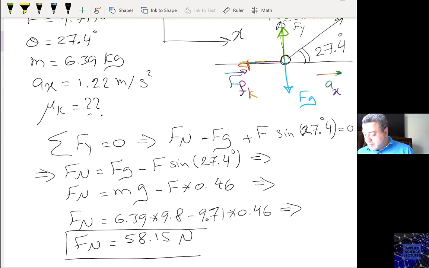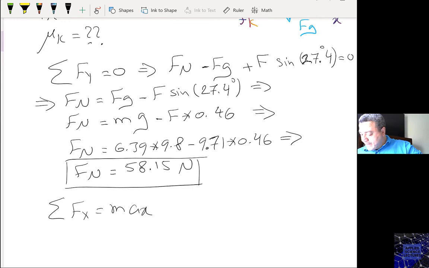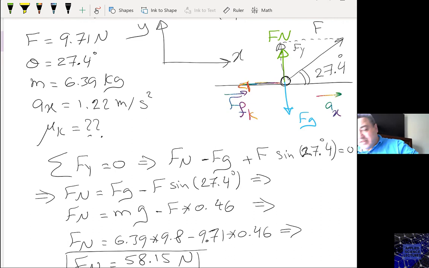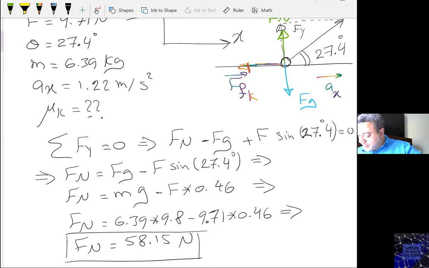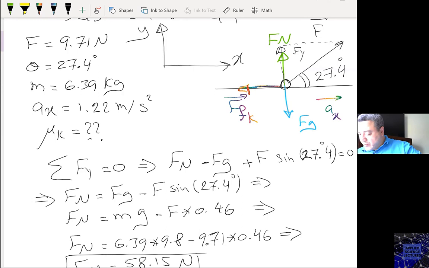This is Fn. Now let's look at the second equation that we have. We have sigma Fx equals m ax. So what are the forces that we have along the x-axis? Fg doesn't have a component on the x. Fn doesn't have a component on the x. Only the kinetic friction and only the F. So the F is F cosine 27.4 degrees, and this is positive. Minus Ffk equals m ax. Those are the only forces that I have along the x-axis.